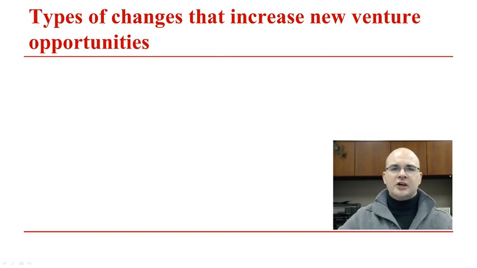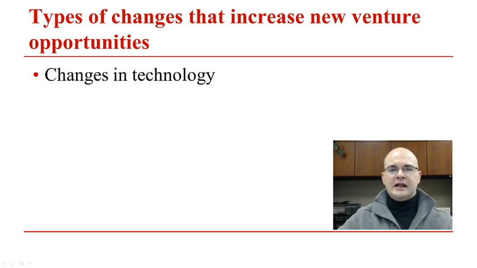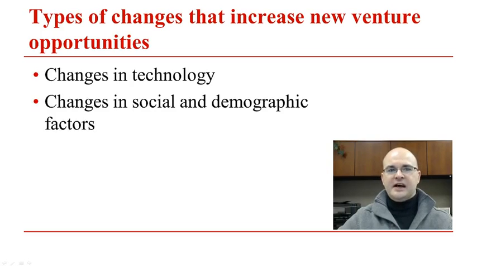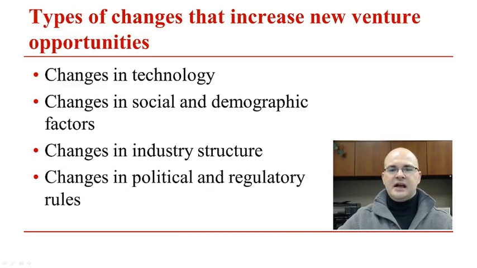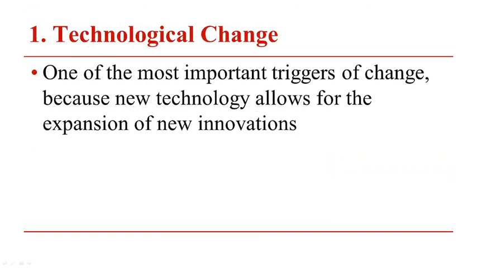So broadly, we're going to take a look at four types of change. This includes changes in technology, changes in social and demographic factors, industry structures, and political and regulatory factors. The first that we'll talk about is technology. And what we'll find is that technology is a large enabler of change. It might be the entrepreneur that is developing the new technology, or it might be the technology that others have developed that give new opportunities to entrepreneurs.